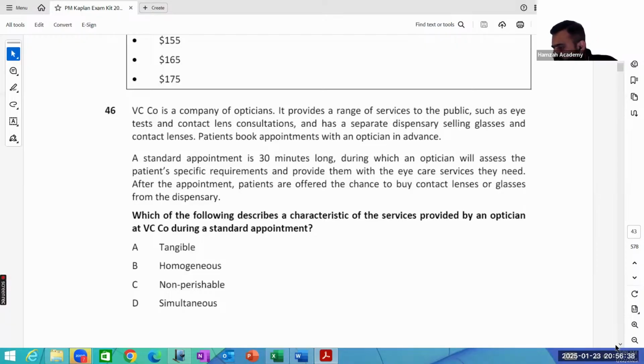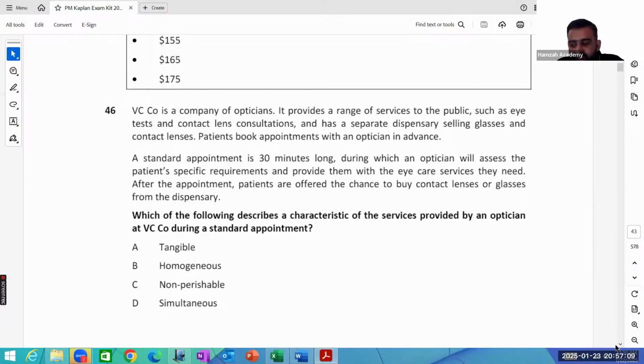So, what are the characteristics of the service? A is tangible? No, it is not the answer. We are providing services, and services are intangible. They are not tangible. Homogeneous? Are they providing services of the same type to all customers? No. They are providing different sorts of services depending upon the patient's requirements. Different patients have different eye issues. Someone wants lenses, someone wants glasses, so they are not homogeneous.